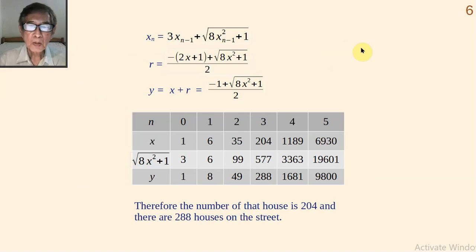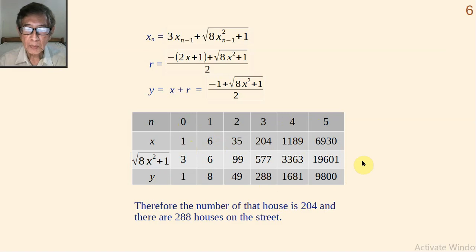So now we have a generating function for the balancing number xn, given by this formula, and we can use it to generate the y's. For xn, you substitute these position numbers, you will get x equal to 1, and then 6, 35, and so on. And correspondingly, y is equal to 1, 8, 49, 288, and so on.